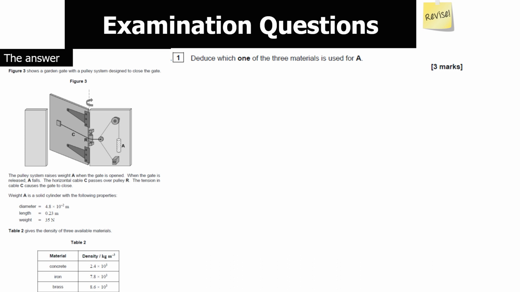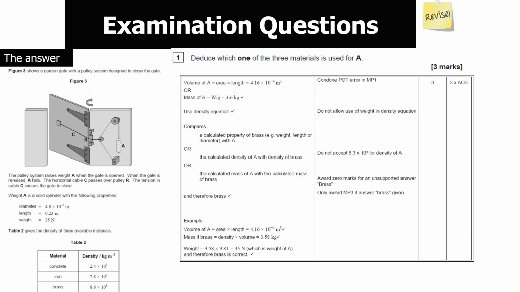Right, so how to answer this question? Well, firstly you need to work out what the volume is going to be. So the volume is going to be equal to the area times the length. So we can work out our volume of A by doing area times length, and we get 4.16 times 10 to the minus 4 meters cubed. That allows us to then work out our mass as well, because the mass is going to be the weight, which we got before, which is 35, divided by gravity, which is 3.6 kilograms.